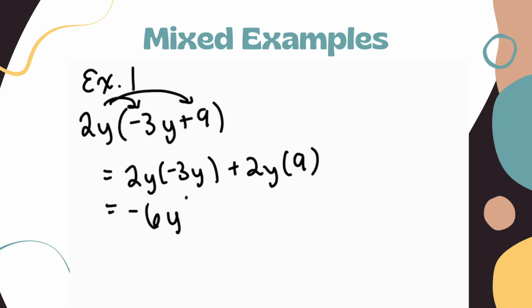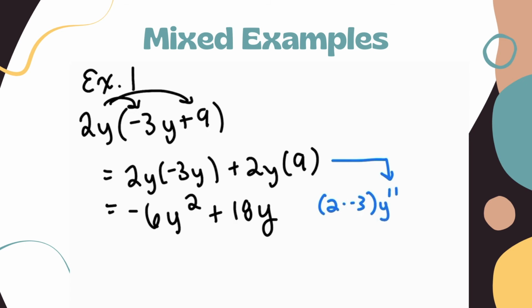And we simplify. 2 times -3 is -6, and y times y is y squared. 2y times 9 is 18y. So our answer is -6y squared plus 18y. If you needed to, you could rewrite this problem by kind of putting the similar terms together.